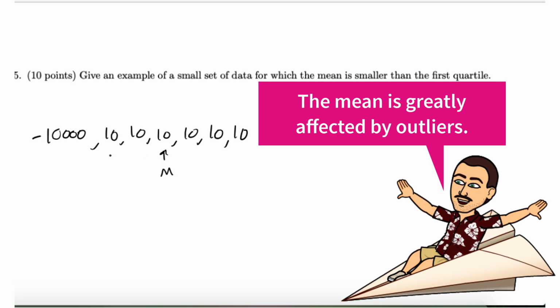Well, there's the median. Here's Q1. And I'm not even going to compute the mean. I know that it's going to be a negative number because of the size of negative 10,000. So our mean is less than 0. Q1 is equal to 10. It's easy to see that our mean is less than Q1 as desired.